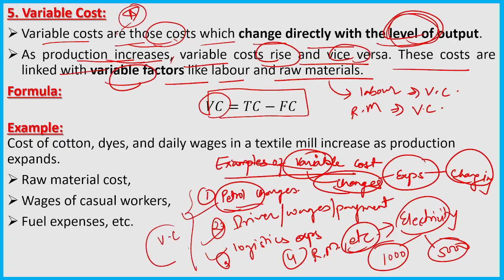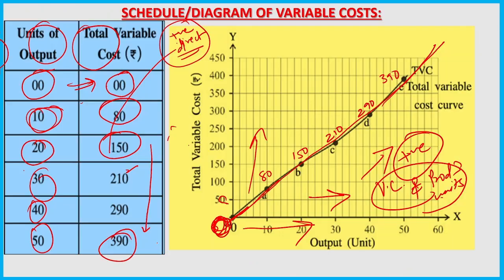So these, my dear, are the variable costs. If you sum up all these costs, it becomes the total variable cost, or the sum total of all variable costs. Understood this much? I hope it's understood. And it's a graph and schedule.